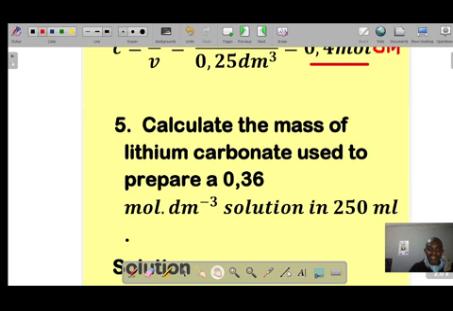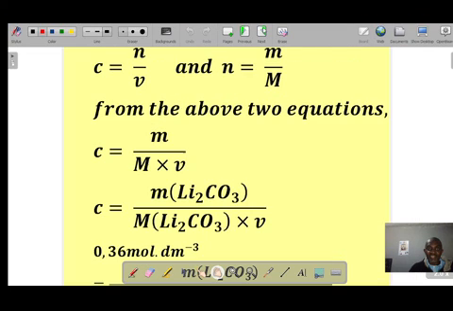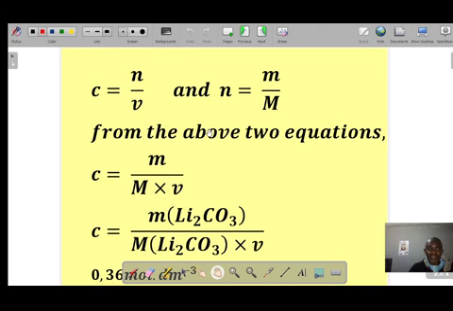So this time they want to calculate the mass. The mass to prepare 0.36, that's a concentration, in which solution? In 250 mL. So I do the same thing like I did in the previous example, and then I just substitute. Just be careful, guys. Now, there's a shortcut here, by the way. If I combine these two formulae, that is C equals N over V and N equals mass over molar mass, it gives me C equals M over molar mass times V. So I can directly get my answer.